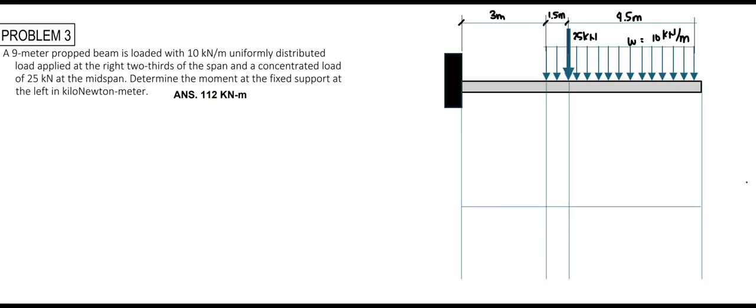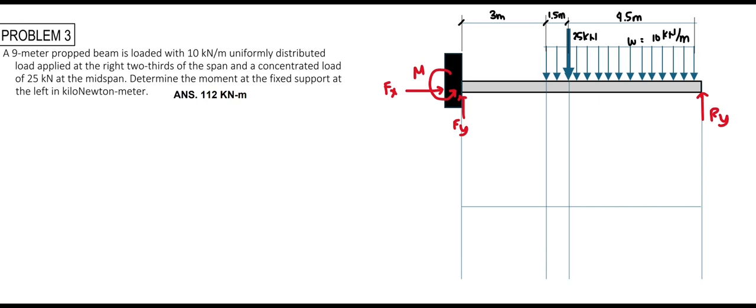To solve this problem, since we have a fixed support, it will induce a reaction that will resist the moment M that we need to solve, a vertical force, let's call this Fy, and a horizontal force, let's call this Fx. And we also have a reaction at the roller support at the free end that would eliminate the deflection at the free end. Let's call this reaction Ry.